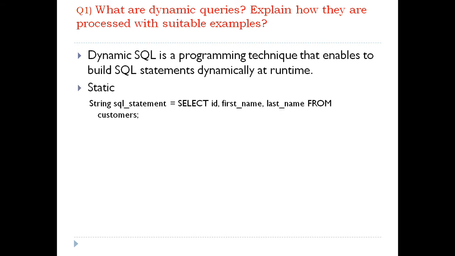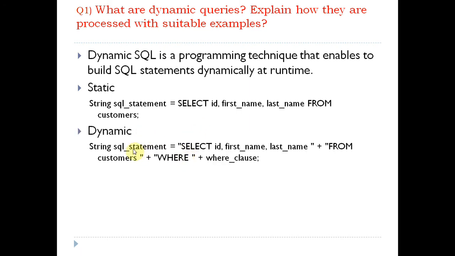Okay. So this is an example of a static query. Here we can see the query is complete in this sentence itself, because it is select ID, first name, last name from customers. Okay, so the query is complete because we select the ID, first name and last name from the table customers. At the time of compilation itself the query is complete. So this type of query is called a static query.